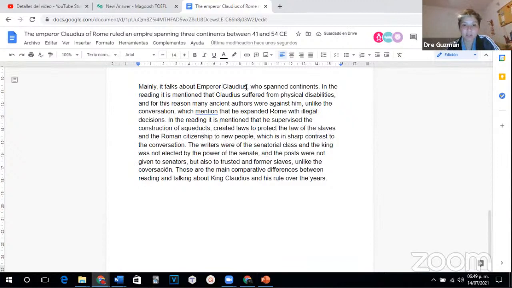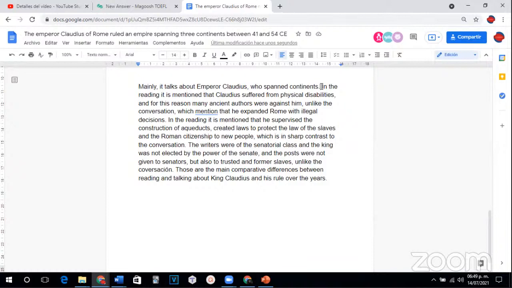Mainly, it talks about Emperor Claudius, who spanned continents. In the reading, it is mentioned that Claudius suffered from physical disabilities, and for this reason, many ancient authors were against him. Unlike the conversation, all right, hasta acá. I feel this idea could be a little more complete. What do you mean by he spanned continents? I want to say that expand continents like in 3 continents, but I don't know specific.